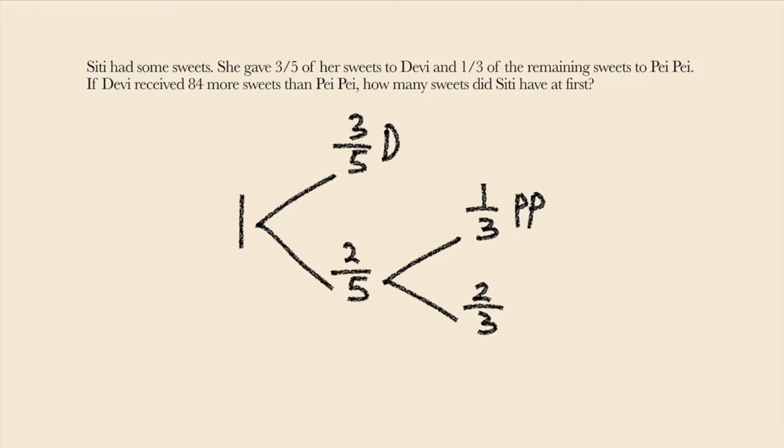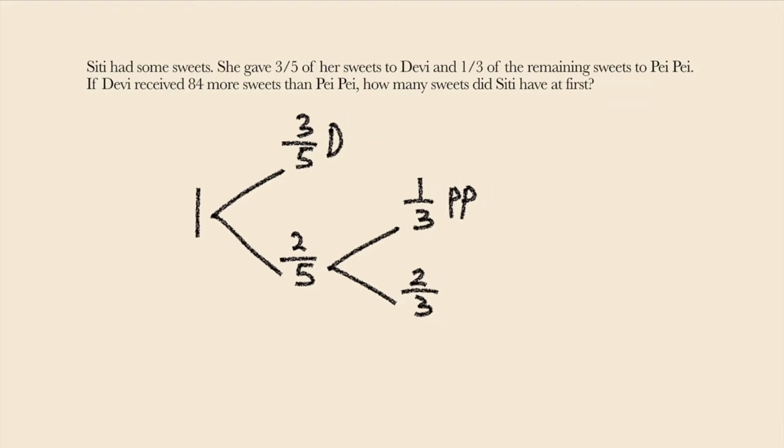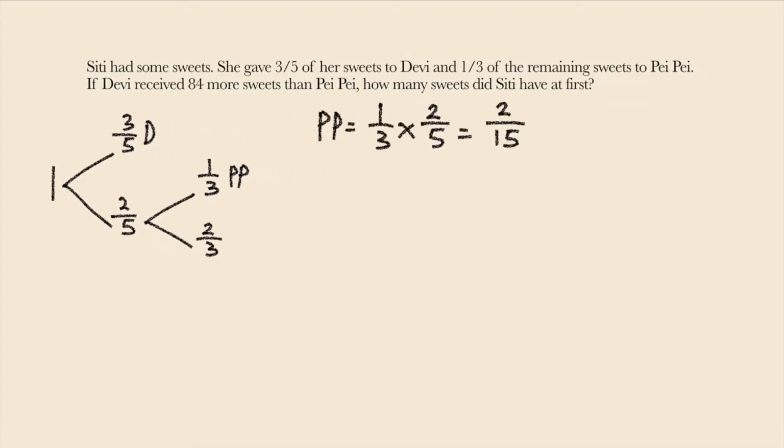Oh, now we're going to find the difference in units again. So what fraction was given to Pepe? It's not 1/3, it is 1/3 of 2/5. That means Pepe got 2 units out of a total of 15. Okay, what fraction went to Devi? We are told that the fraction to Devi was 3/5.